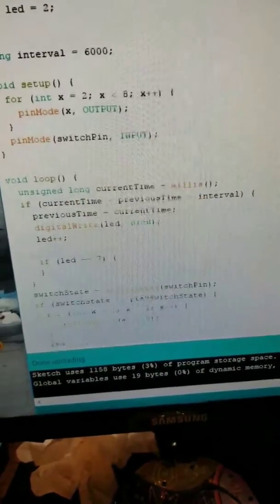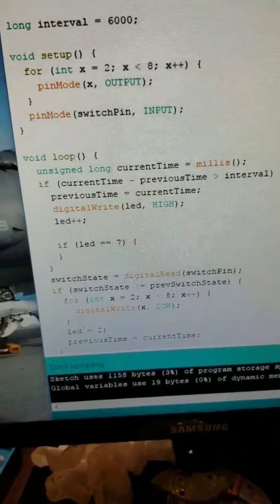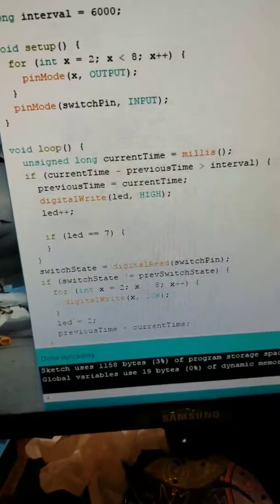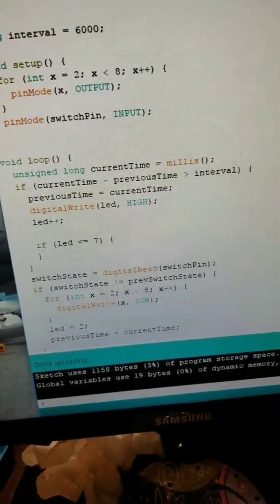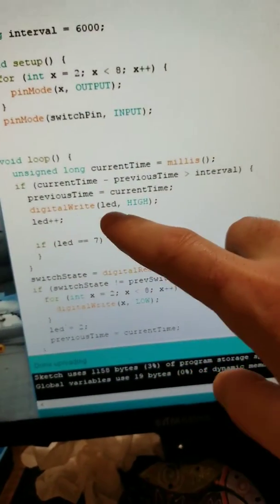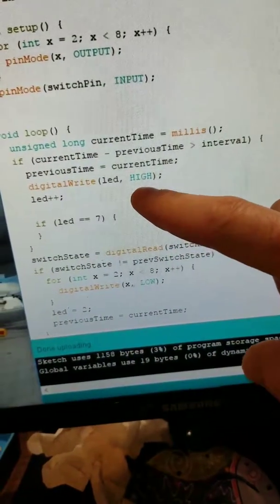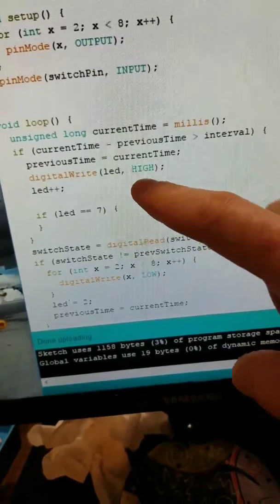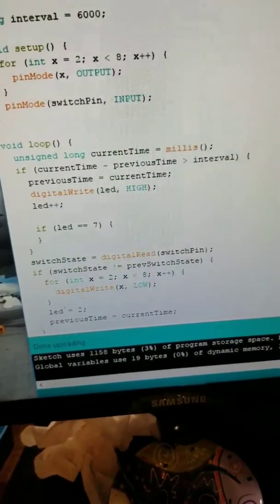We created an if-then statement from the time that it started up. If the current time minus the previous time was greater than the interval, then it would set up the next LED as a high and turn on the LED lights.